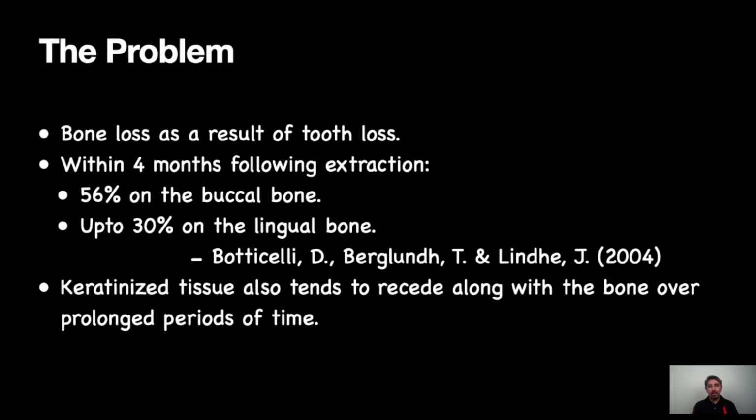We all know that following tooth loss, bone loss results within the first 4 months, 56% at the expense of the buccal bone and up to 30% bone loss at the expense of the lingual bone. We also know that over prolonged periods of time, there is recession of the soft tissue as it follows the hard tissue, and keratinized tissue may become deficient. The role of keratinized tissue in the long-term survival and maintenance of the implant itself is a controversial topic, with researchers giving us opposing views on its requirement.